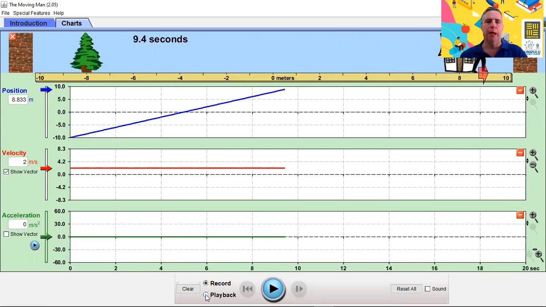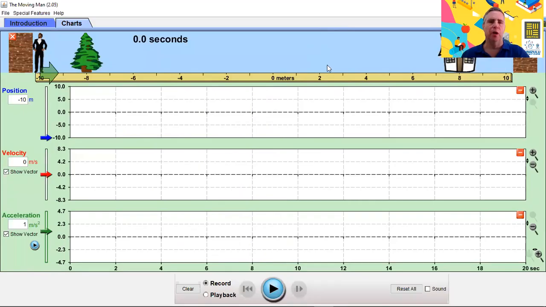Now we can do a quick playback here. And I think that this motion is very simple. The acceleration stays naught. The velocity is constant positive, and the position is increasing as a straight line. You can see the man keeps moving at constant velocity, and the red velocity vector doesn't change because there's no acceleration, there's no increase in velocity.